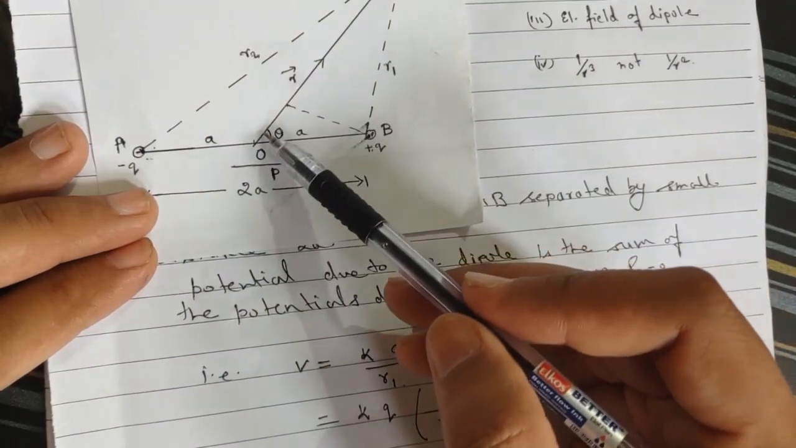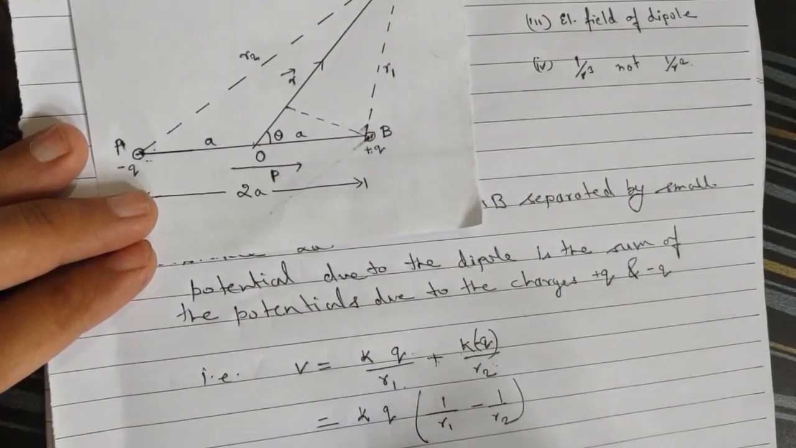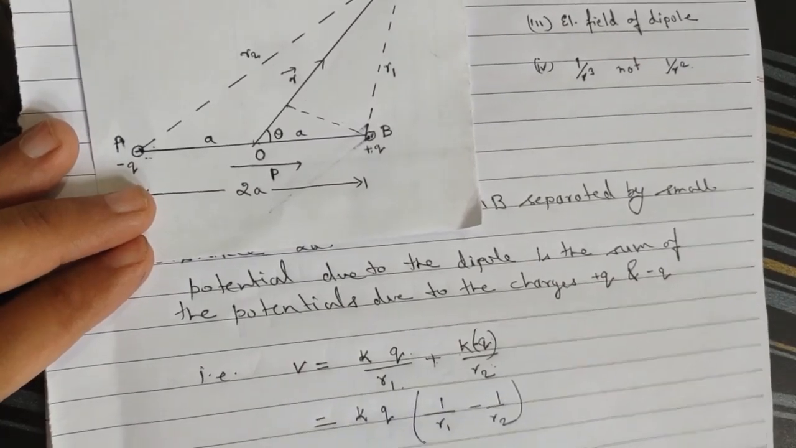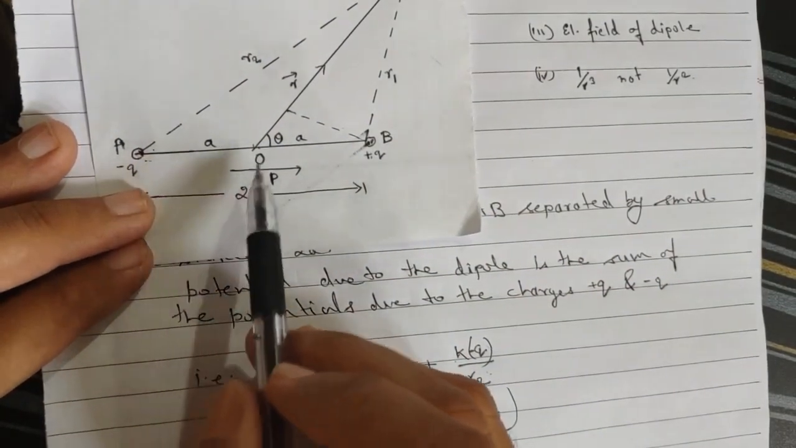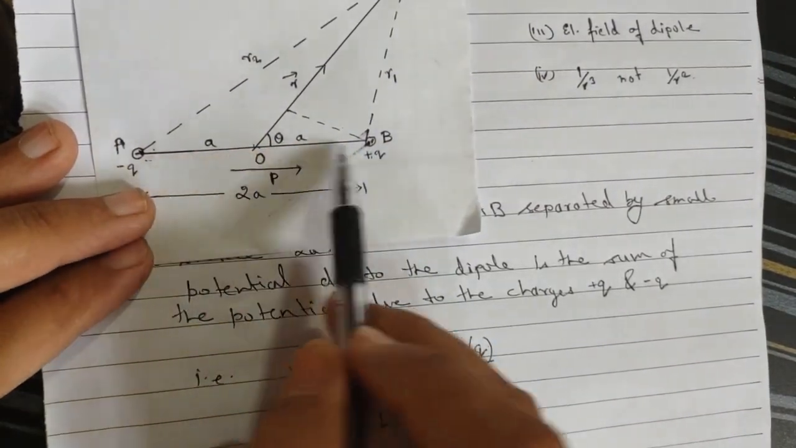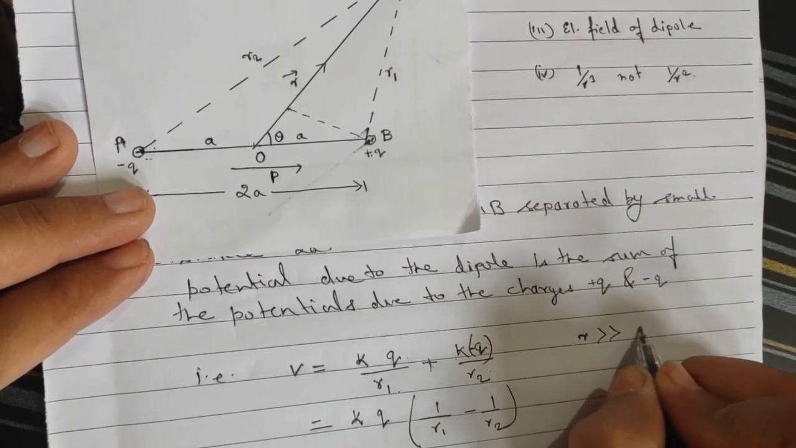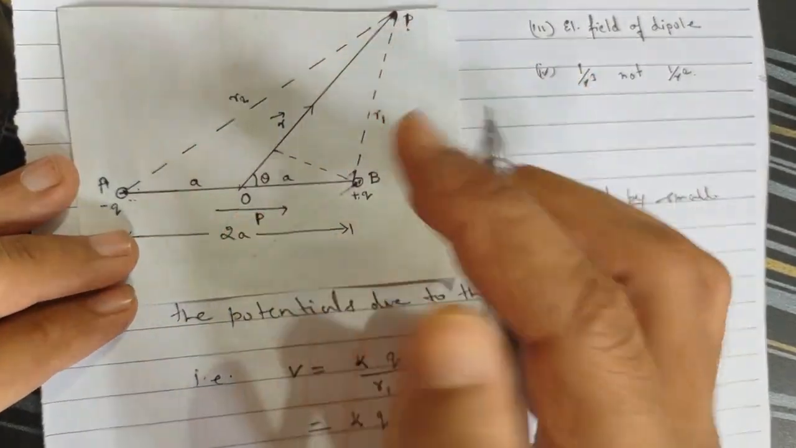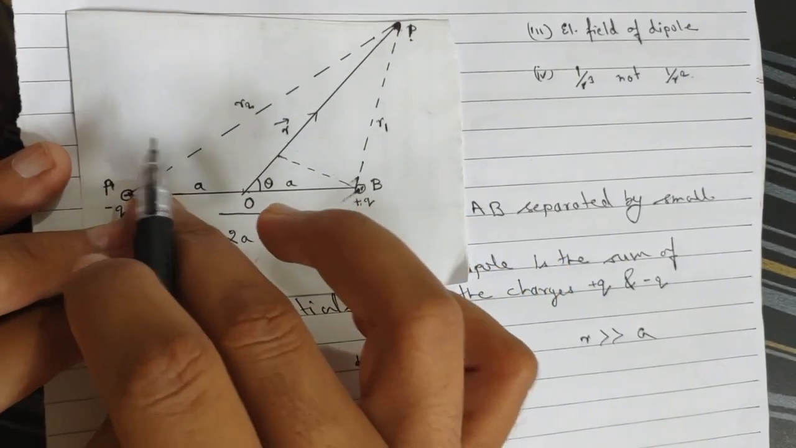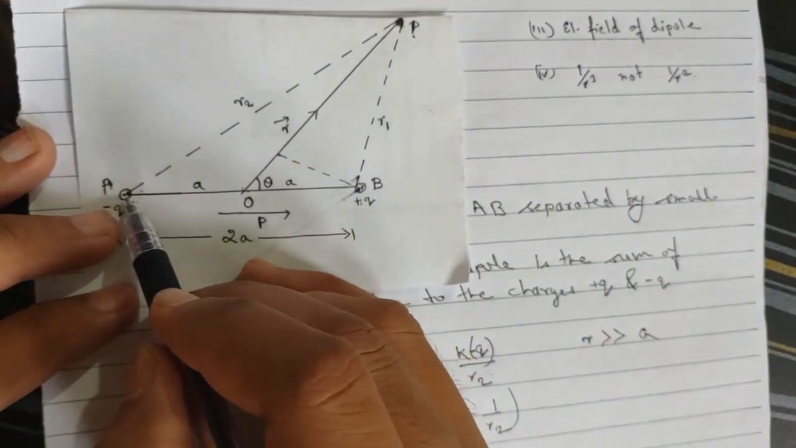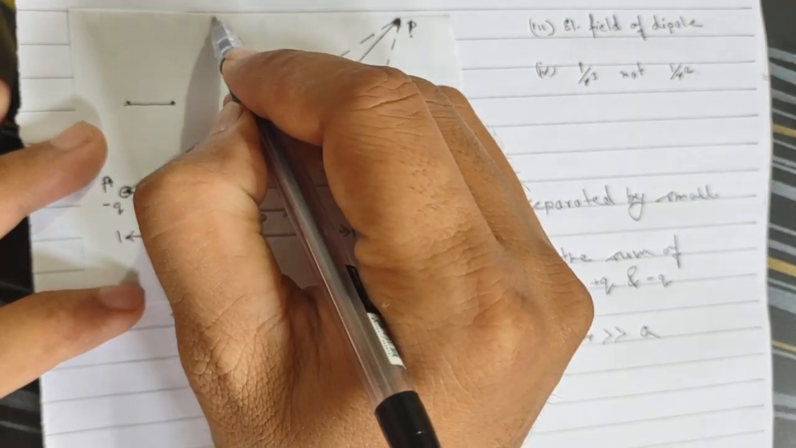Now, in terms of the position vector r from the middle of the dipole, we can easily determine this with the help of some geometry. For a very small angle, as in our consideration, r is very very greater than the separation a. That is why we have shown this so wide. Suppose the separation between the two charges is very small, like this, and the point of observation is at a very large distance.